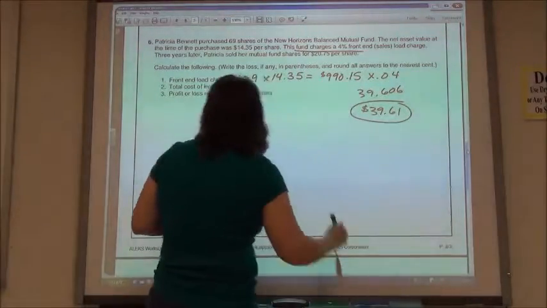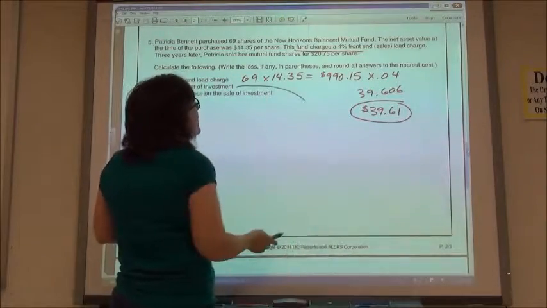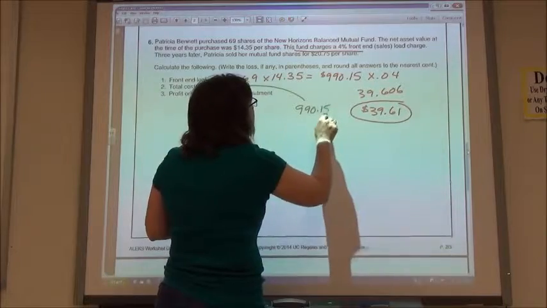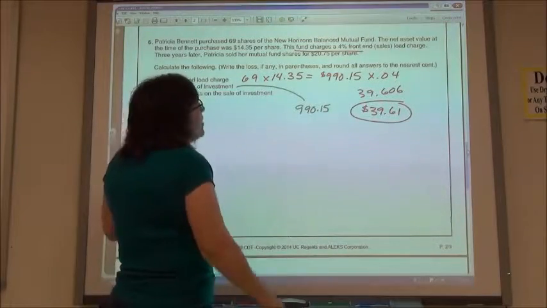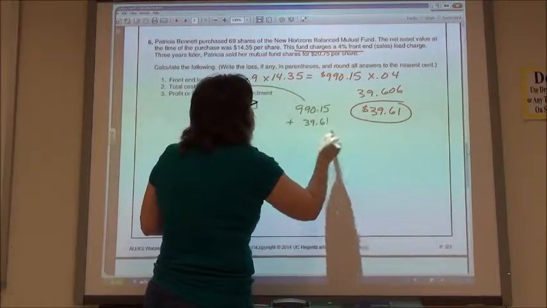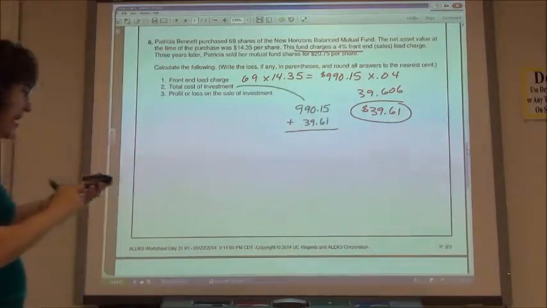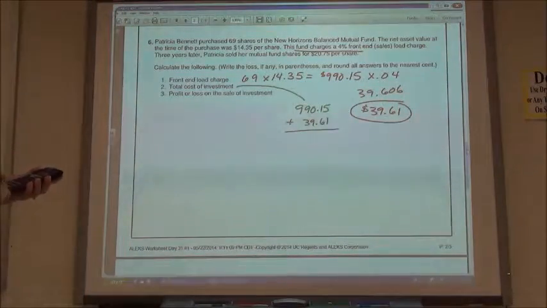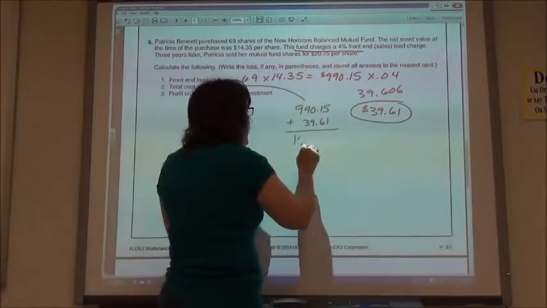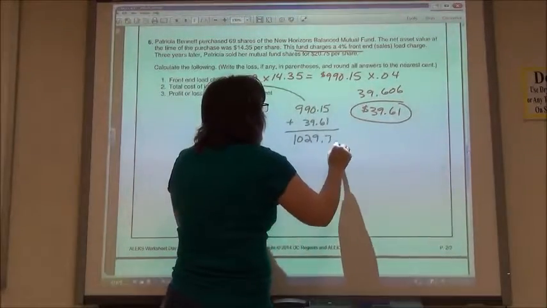Part of my question wants me to calculate my total investment. Well, I paid $990.15 to purchase my shares. I have to pay a charge of $39.61. So if I add those together, my total for the purchase, $1,029.76.